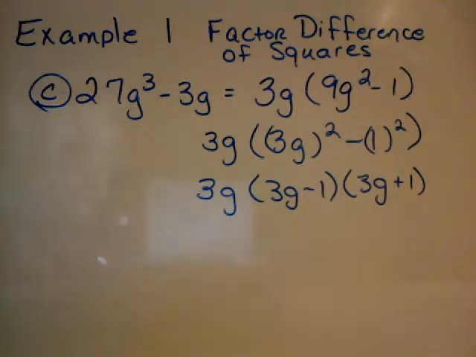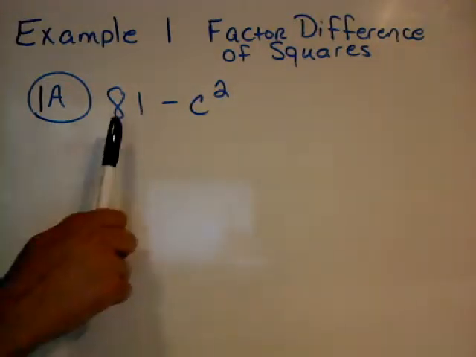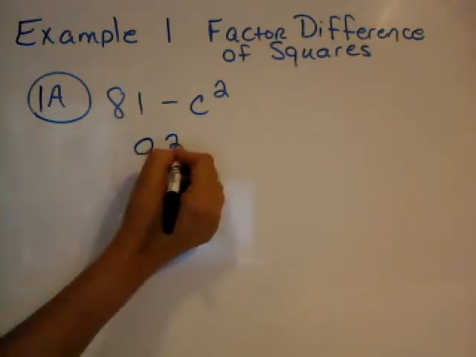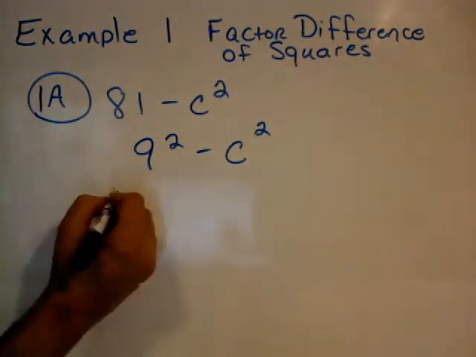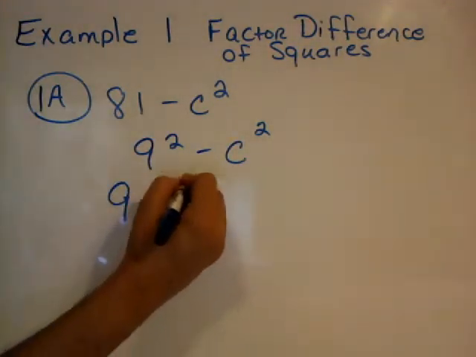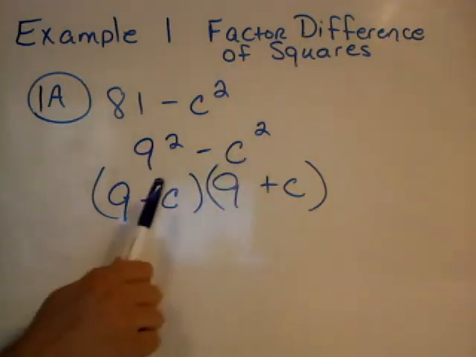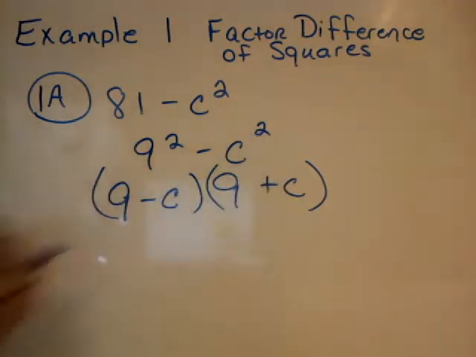Okay, now let's work some examples. Now we're going to work some examples together, and our first example, 1a, reads 81 minus c squared. Now I asked myself, what is the square root of 81, which would be 9. 9 squared minus c squared, and then I can just say 9 minus c times 9 plus c, because I have two 9s and two c's because they're squared.